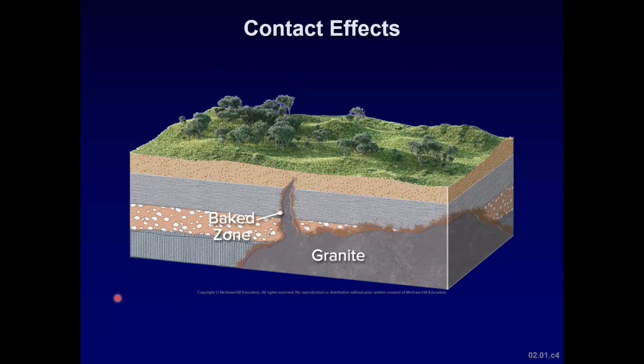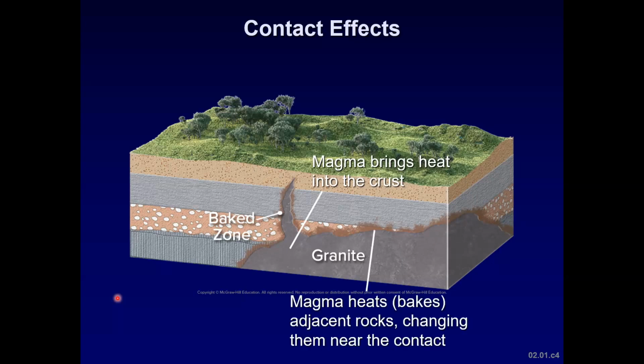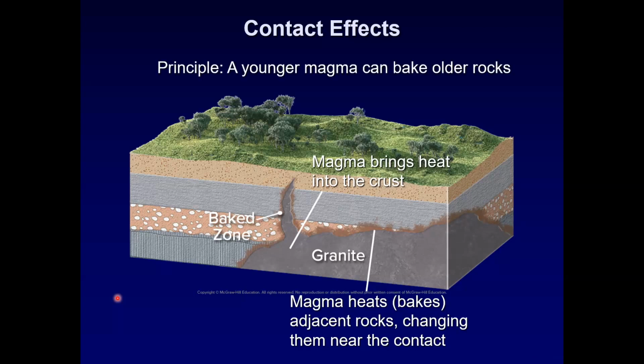Another principle deals with the effects of molten rock or magma contacting another rock. So in this case, a magma invaded the rock sequence and solidified into the brownish gray rock. The magma caused effects along the contact by heating, baking the rock near the magma. So the principle is that a younger magma can bake older rocks and change them.